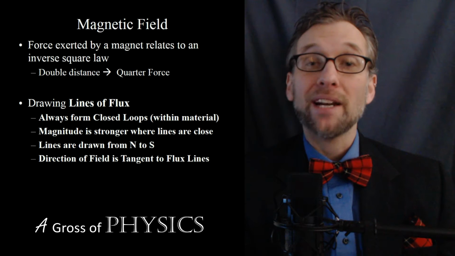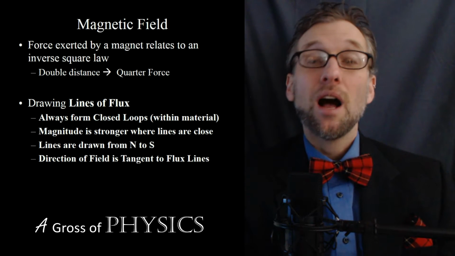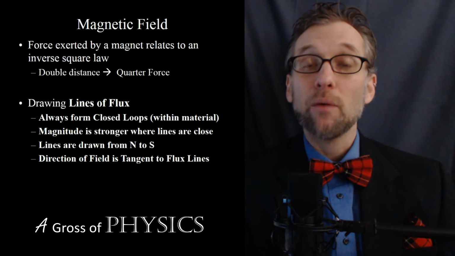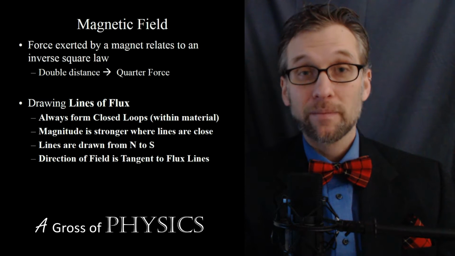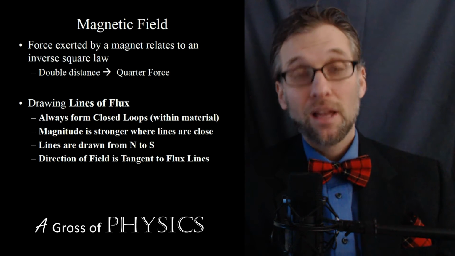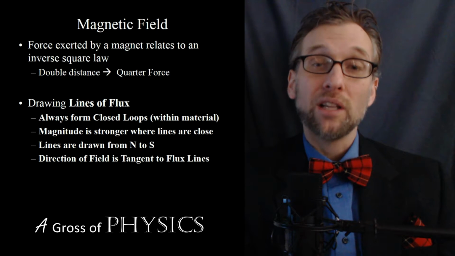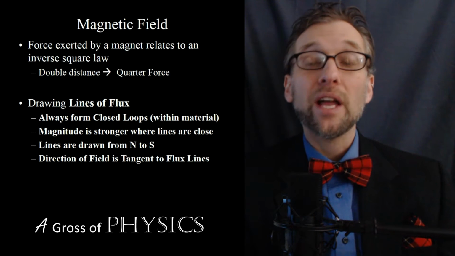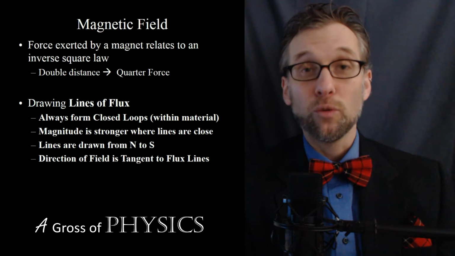Now we can draw magnetic fields around magnets in a similar way to how we did with electric fields. And the way we do that is we draw lines of flux. Now there's a few rules to drawing lines of flux. First of all, they always form closed loops.